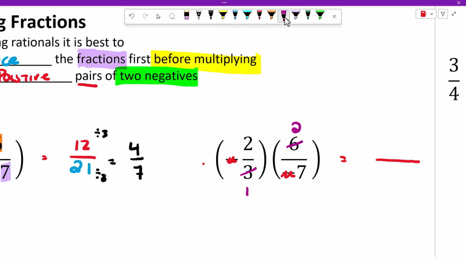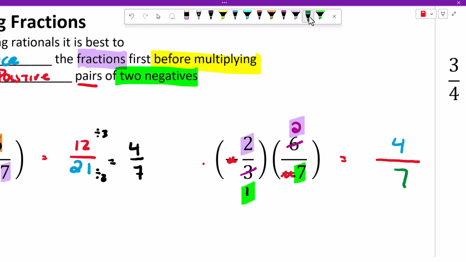So now, once you've simplified all tops and all bottoms, we do the same thing. We multiply the tops together. 2 times 2, we get 4. Multiply the bottoms together. 1 times 7 is 7. So the same answer, just a different strategy.